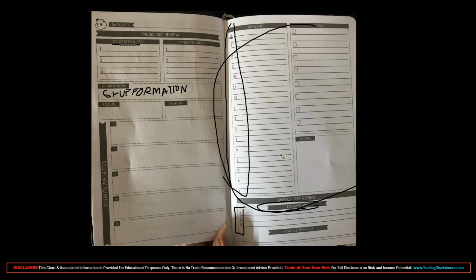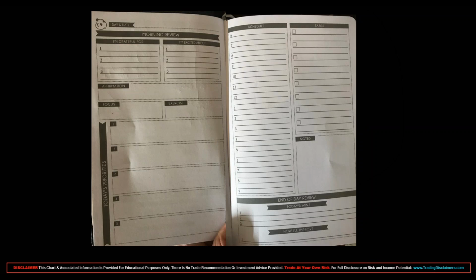It doesn't have to be this one. I'm not affiliated with Panda Planner, but I just wanted to share something that I had. I realized I didn't have a plan today, so I literally took the dust off my planner, and I'm going to make sure it's here in the next 12 hours when I'm up to trade the London session.